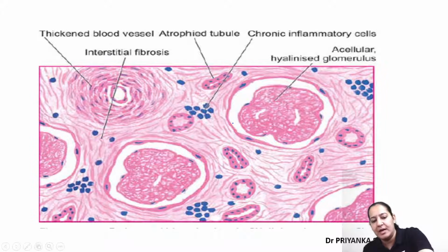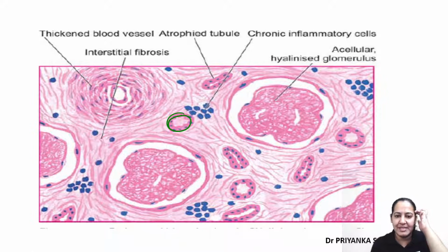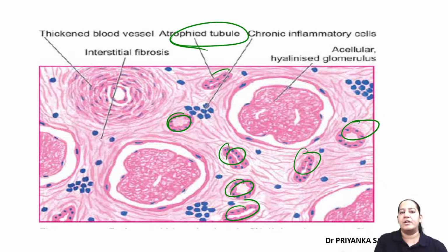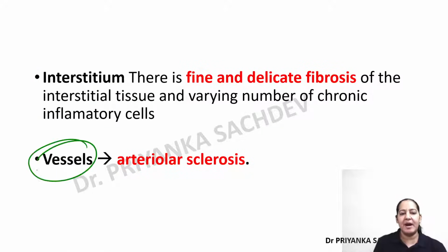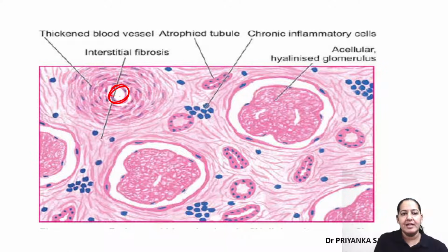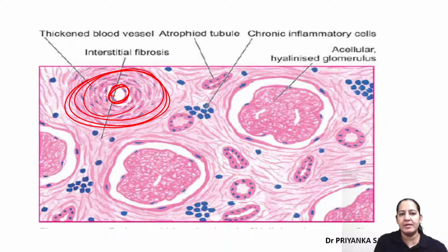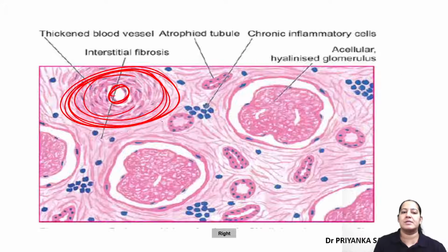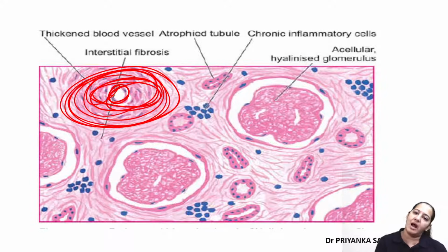Where are the tubules? Let me show you the tubules. These all are PCT, loop of Henle, DCT, collecting duct. These all are tubules, and they are atrophied. You can see small tubules. So we have seen the glomerulus and the tubules. See the blood vessels. One of the blood vessels is shown here. The blood vessel is thickened because it is showing arteriosclerosis.